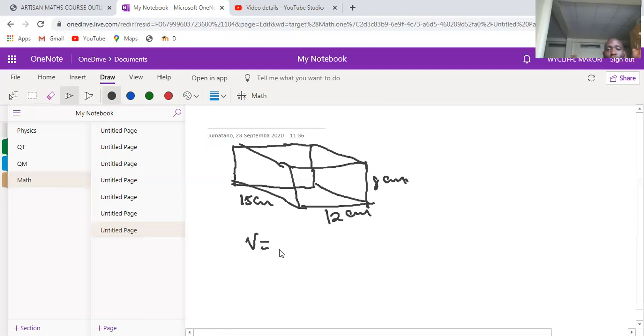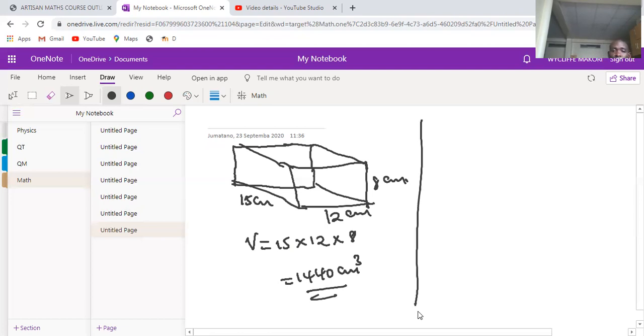So the volume, in short, will be equal to 15 times 12 times 8. If you do so, 15 times 12 times 8 is equal to 1440. 1440 centimeters cubed will be the volume of that. So basically, that is how we compute the volume of a cuboid.